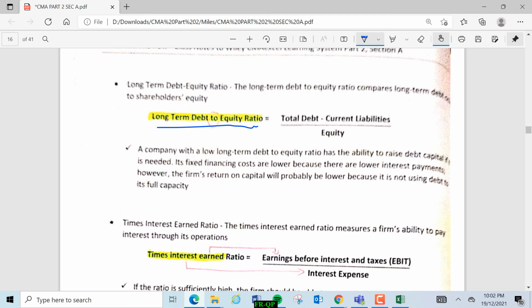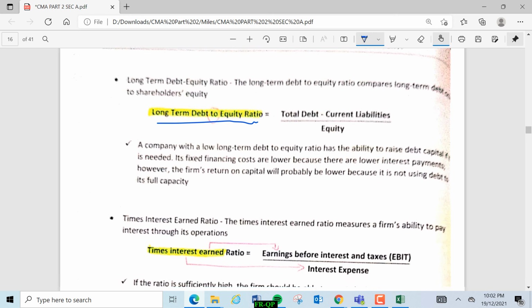Okay, these are very simple formulas, and in this chapter you have around 20-25 formulas. If you remember everything, you can easily get your 25 marks. Long term debt to equity ratio: long term debts, so total debt minus current liability. Total debt includes long term plus short term, you are removing the short term, that is the current liability, divided by equity. This is a simple formula, you can easily remember.